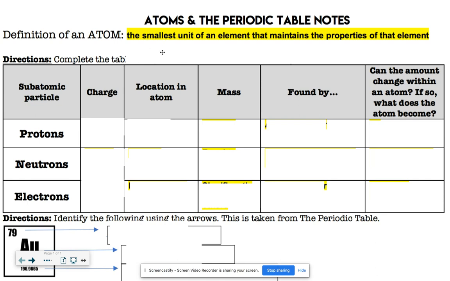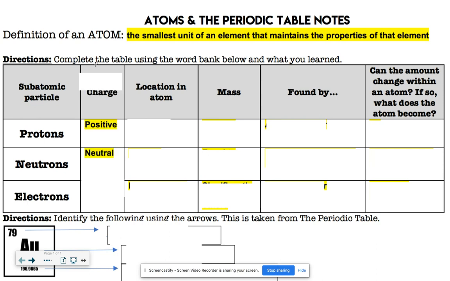So now this says complete the table using the word bank below and what you learned. So in this video, we learned that protons are positive. I remember that because protons and positive both start with a P. Neutrons are neutral. I remember those because they both start with an N, but that can get a little confusing because electrons are negative, and that also starts with an N. So electrons are my negative guys, neutrons are neutral, protons are positive.